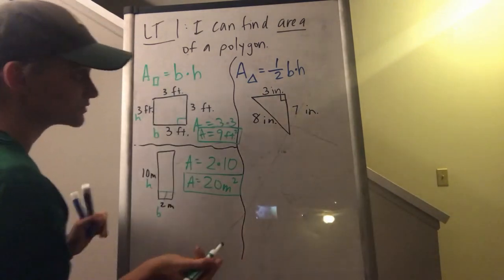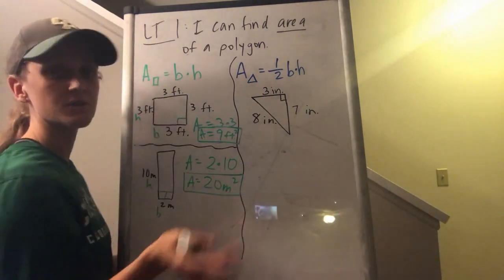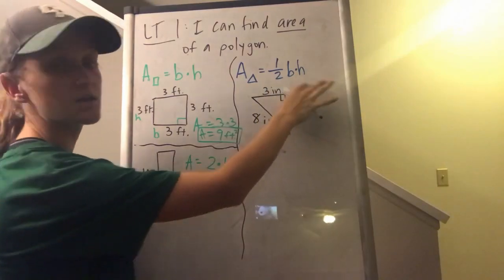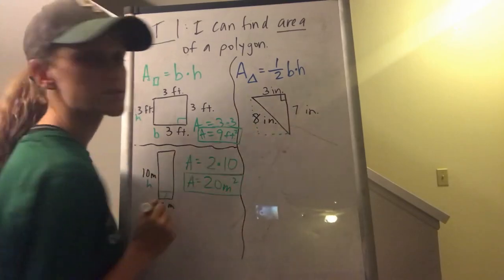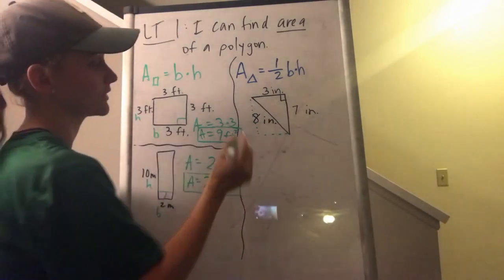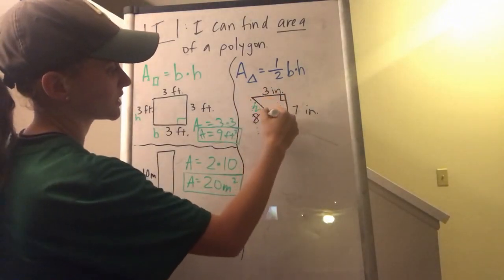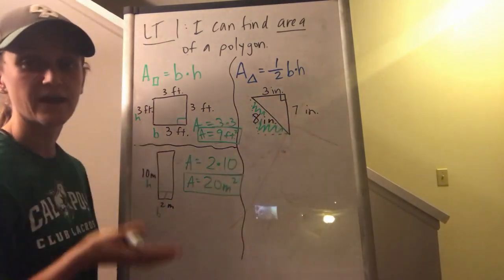Alright, let's go into a triangle. This one's pretty similar, but this one it's 1/2 base times height. So if you guys remember, it's because if I was to extend this triangle, it's an entire rectangle, but I don't want the whole thing. I just want this part. So I actually want to cut out this part. So I take half of it.